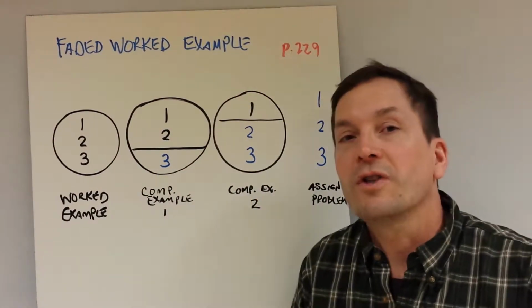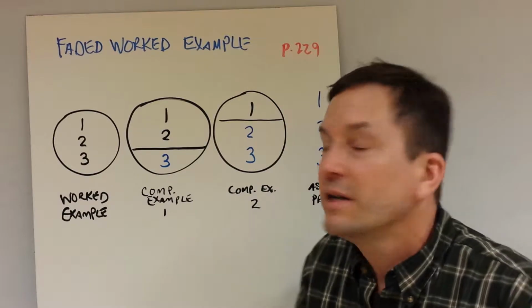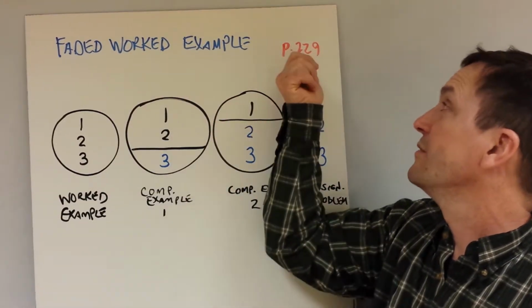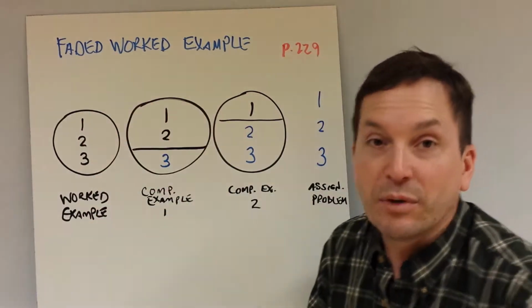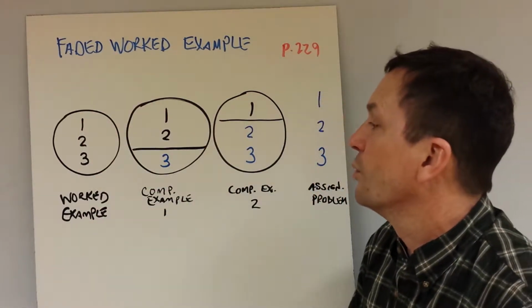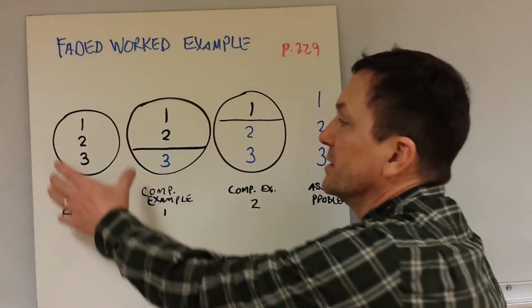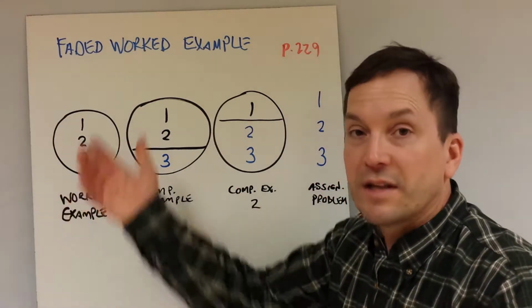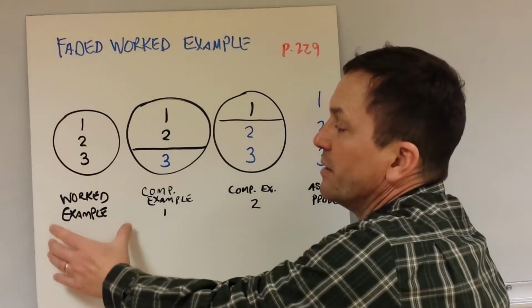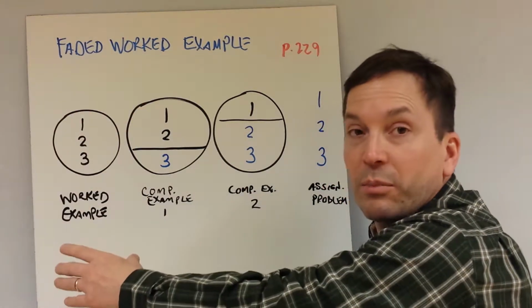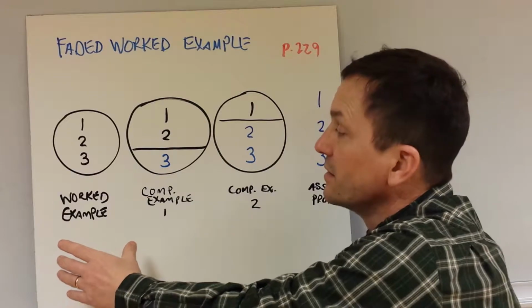All right, so let's talk about the assignment that we're going to be working on. It's a faded worked example, and if you go to page 229, you will find this example down at the bottom. What a worked example does is it provides the steps to whatever the task is that you are trying to complete. And it provides a full example of how to complete that particular task.